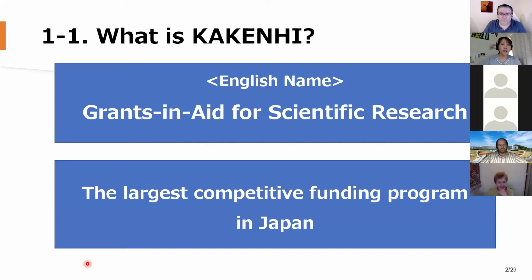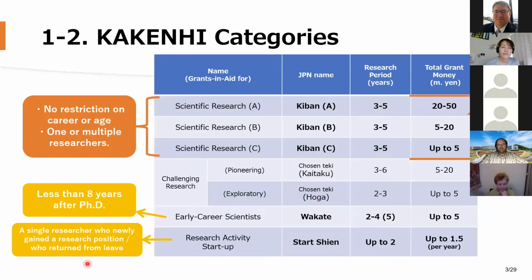Okay, let's start with the first one. What is Kakenhi? I think everybody knows the English name, the Grants-in-Aid for Scientific Research, and it is the largest competitive funding program in Japan. And these are the Kakenhi categories.